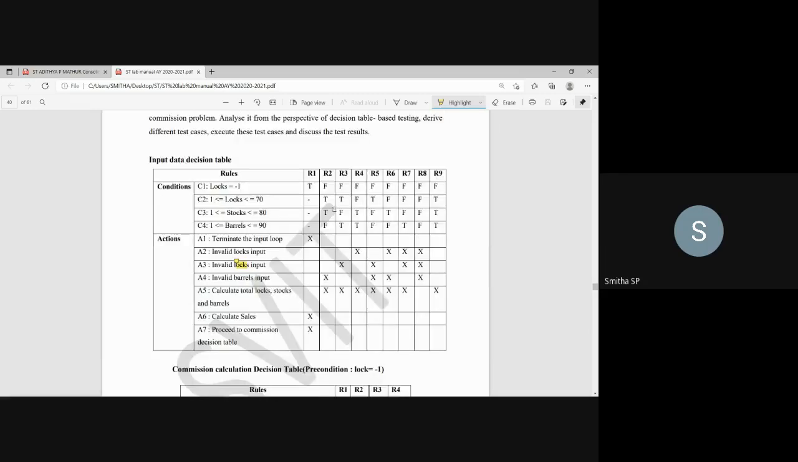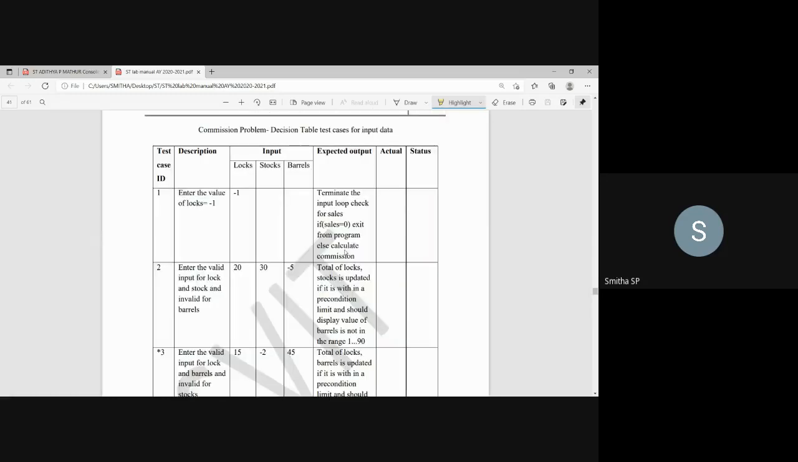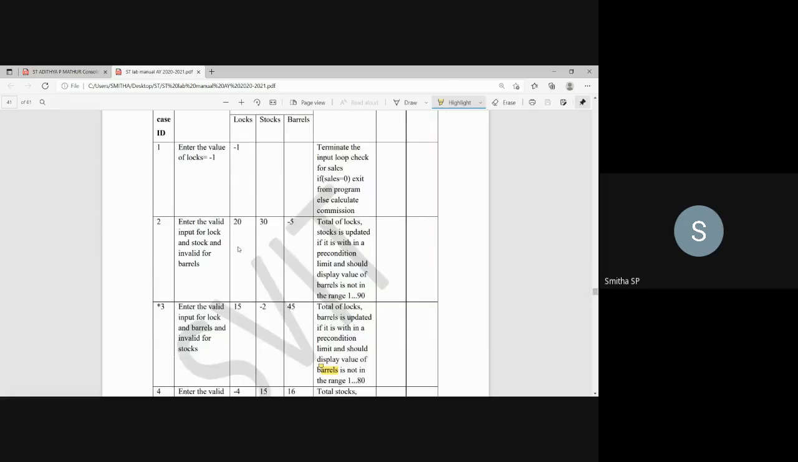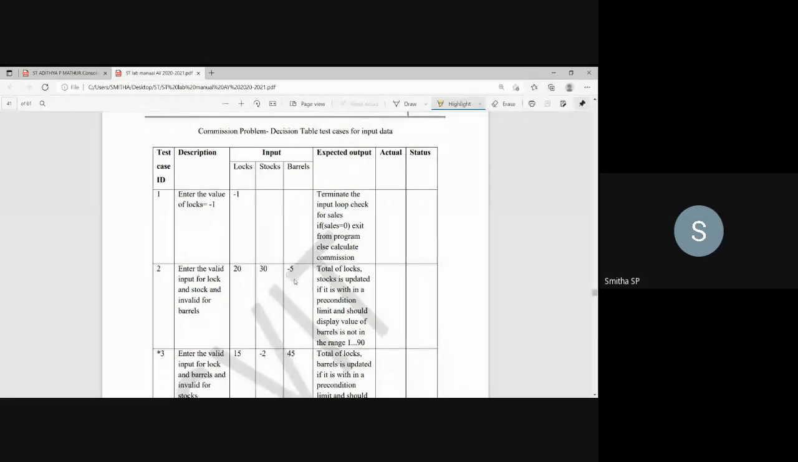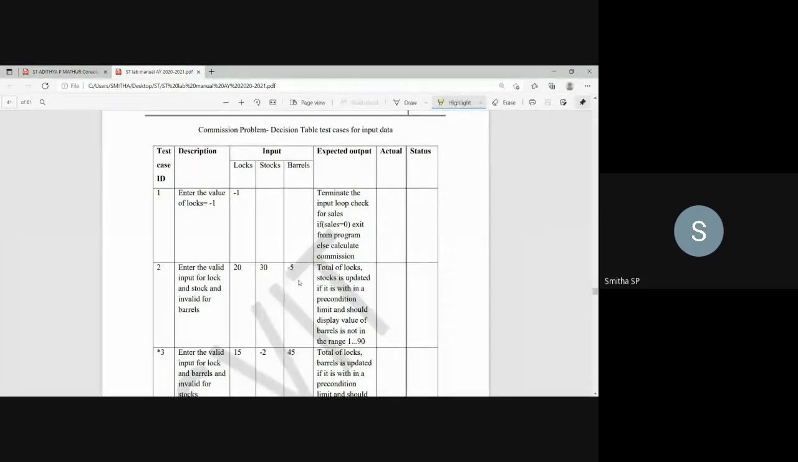Okay, so go through this decision table. Logs and stocks valid input, barrels invalid. Yes, you can observe here in the second test case, logs and stocks valid inputs have been given, and moving to the barrels, the input you have given, according to the decision table, should be invalid. So for that you have made an entry of -5.